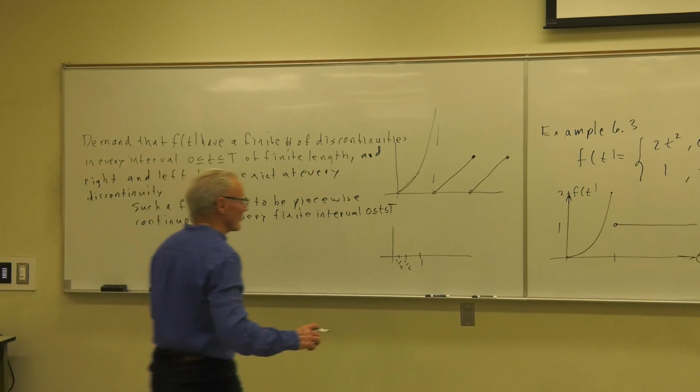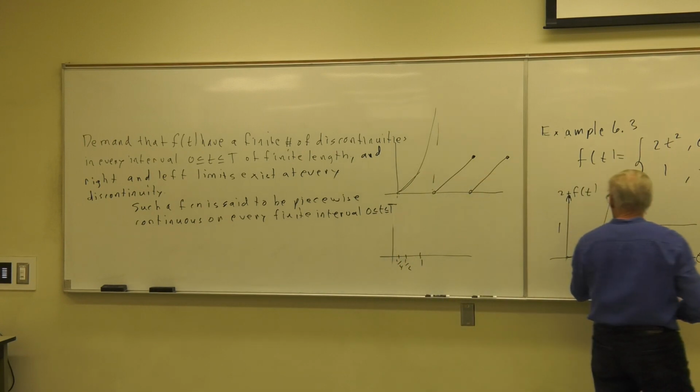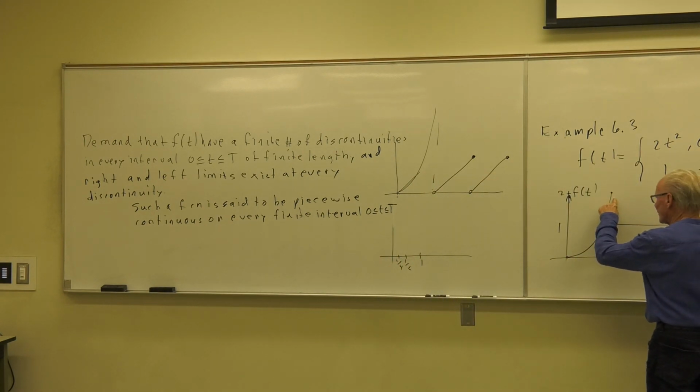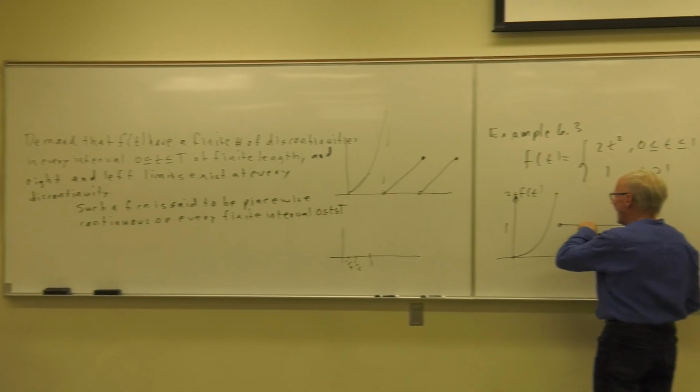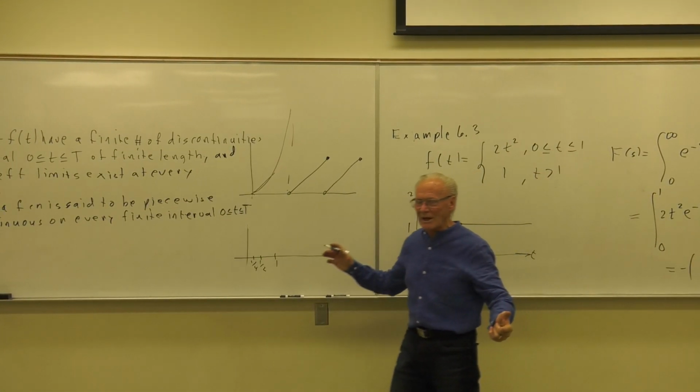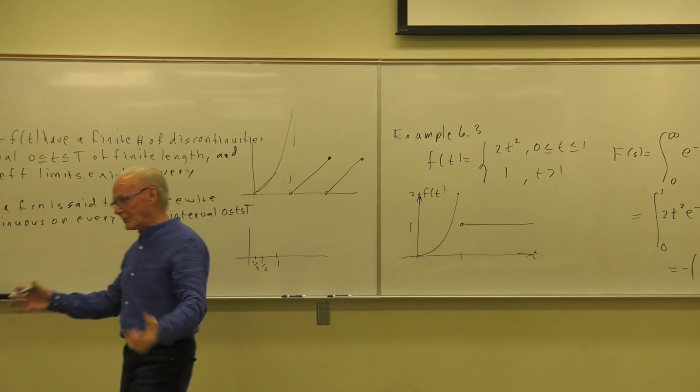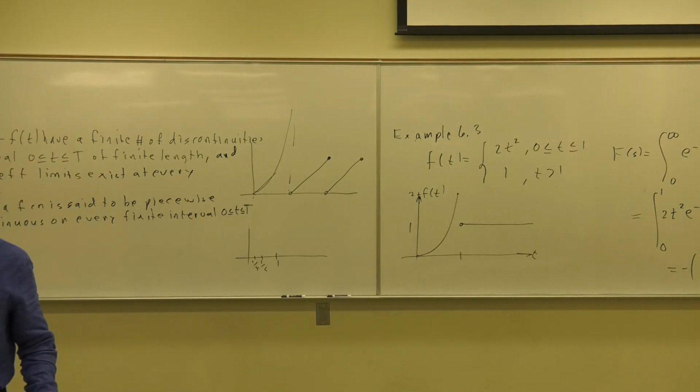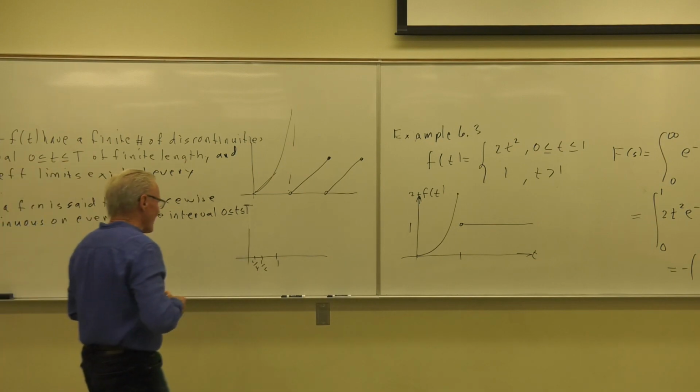And this one, therefore, is piecewise continuous. It's got one discontinuity, and it's got a left limit, and it's got a right limit. They don't have to be the same, because if they're the same, then you've got a continuous function. So those are the only ones that I will allow into my discussion. Okay? All right. Another problem.